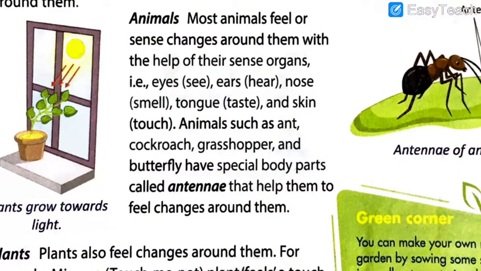So a few animals can feel the changes with the 5 sensory organs like we human beings have, and a few like cockroach, grasshopper, ant, they have the special body part antenna through which they can feel the changes around them.